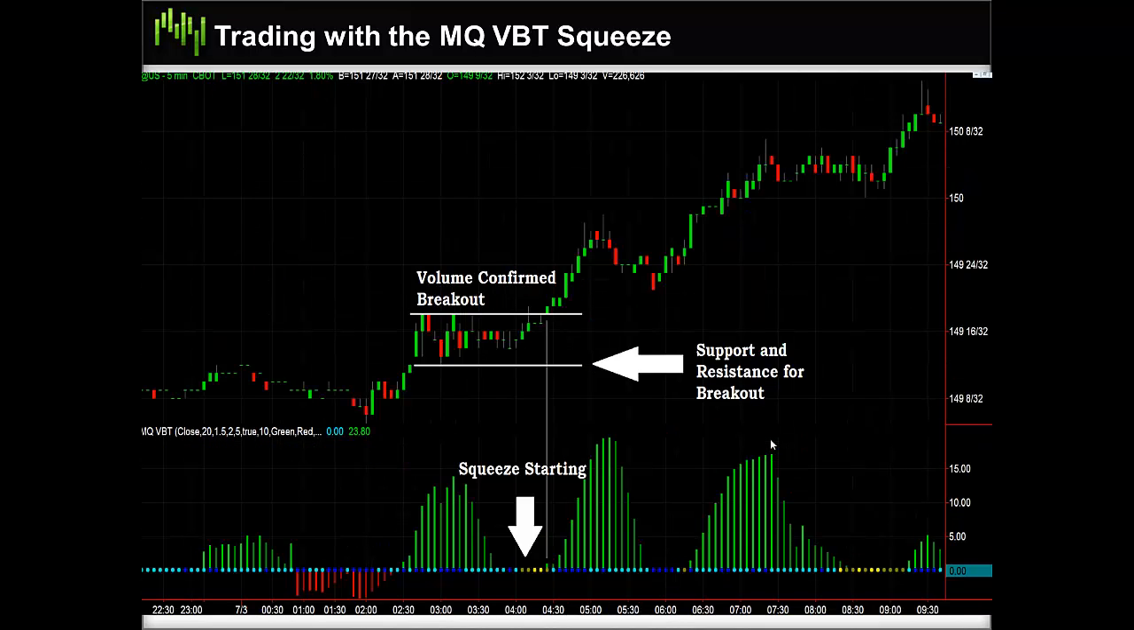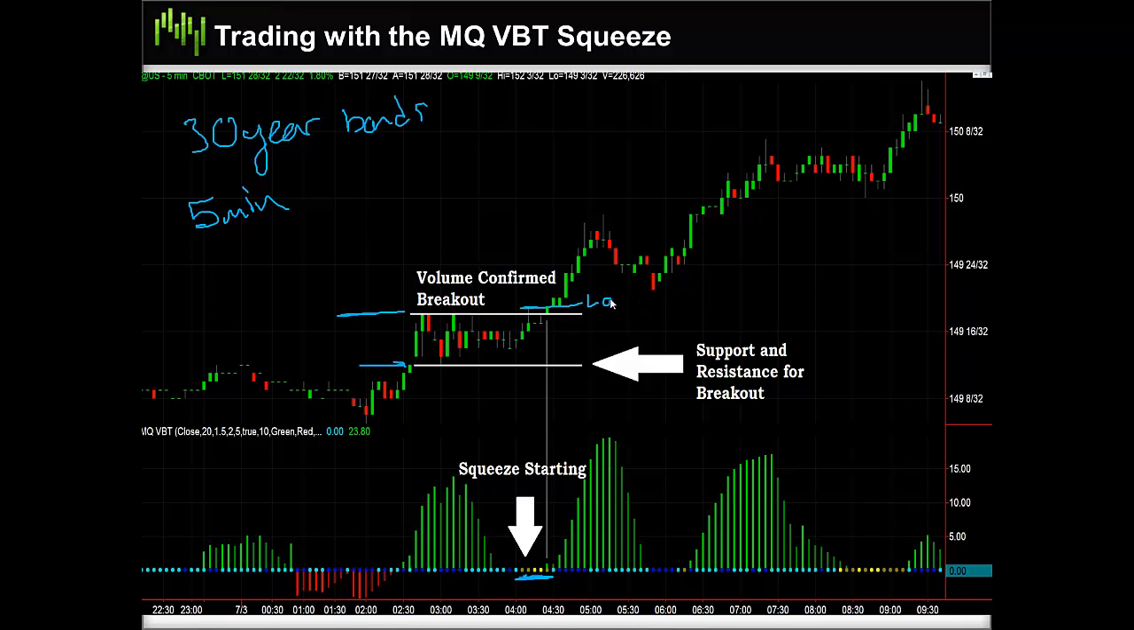Here's another example. This is 30-year bonds on a 5-minute chart. Here's our squeeze. You see the yellow dots at the bottom saying the squeeze has started. So we draw our support and resistance, and watch for our breakout. Here's our breakout for our long entry. This is where our long entry would be. Here's where the squeeze actually fires off. You get in a little bit earlier, then you can see the expansion between Bollinger Band and Keltner. Market is rallying, compression, goes back into consolidation.